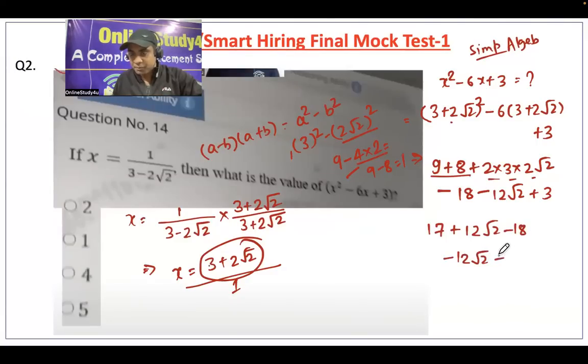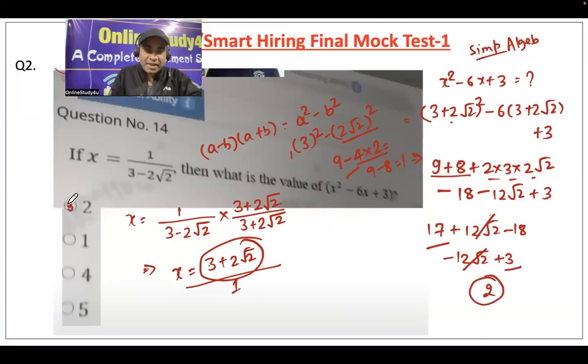See, there are many steps which are not required here, but I am writing so that you will not have any confusion. 17 plus 3 is 20, 20 minus 18 is 2. Option A will become the correct answer, right? So friend, the problem is not tough. The only thing is you should know the way to solve the problem, okay friends.